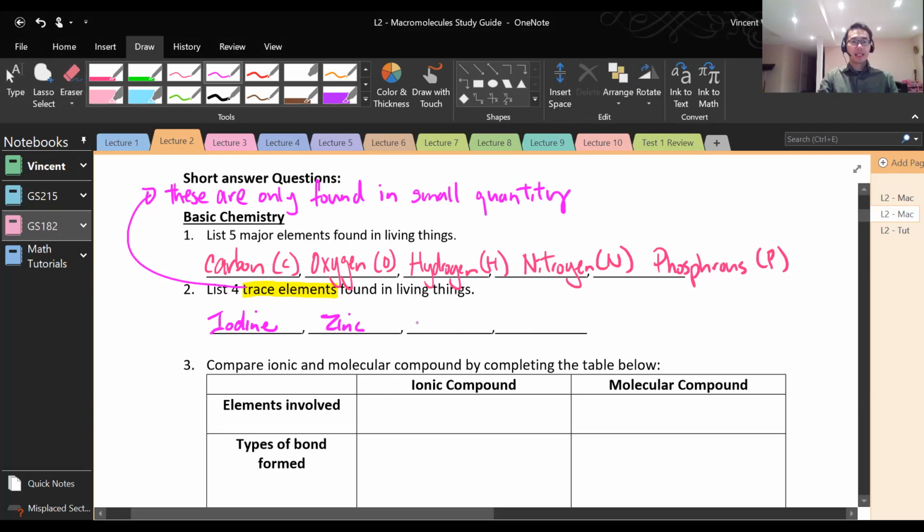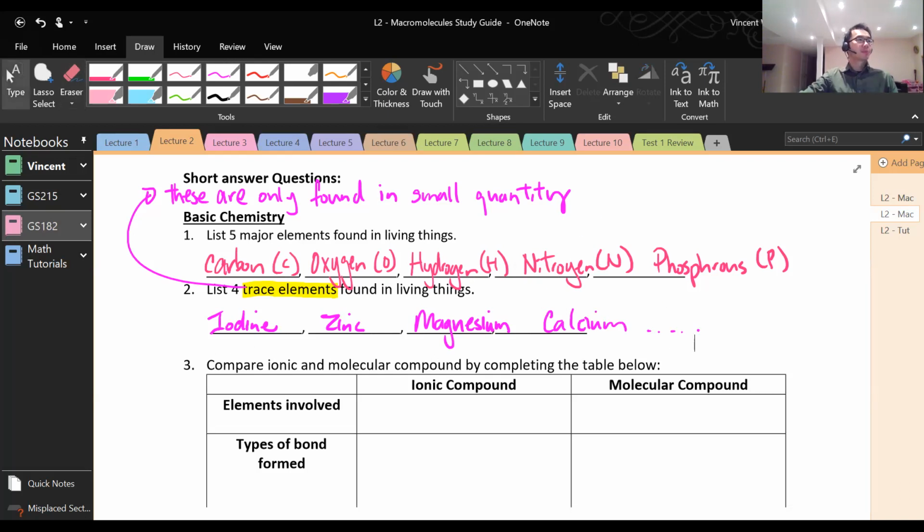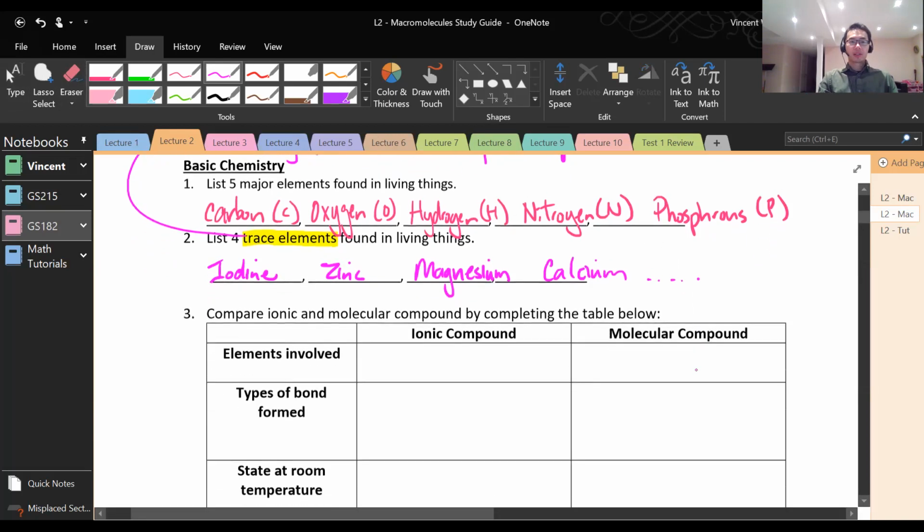And then there is also magnesium, as well as someone said calcium. That's right. So the list goes on and on and on, but these are some trace elements that are found in living things. Moving on.